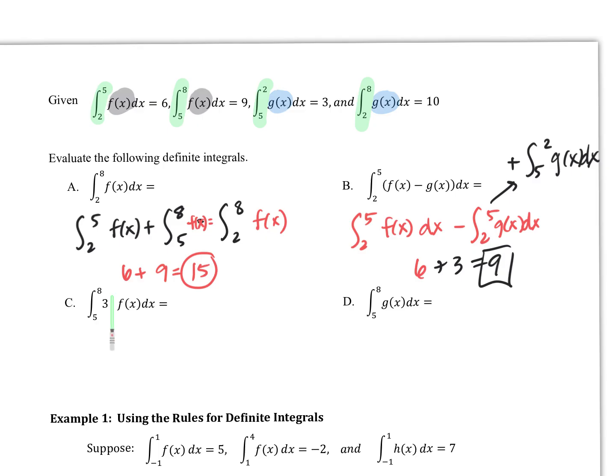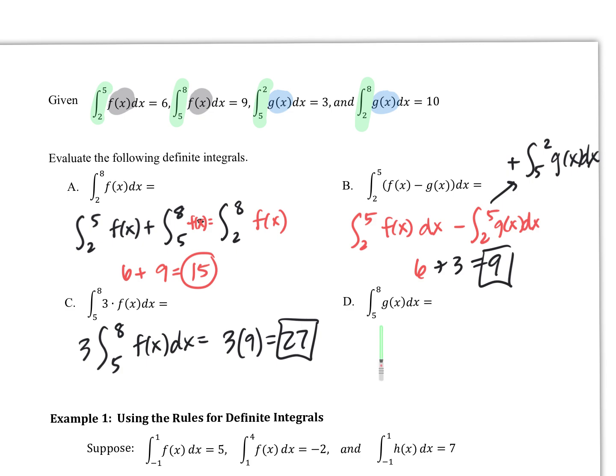Good call. You guys, what's this considered right here? This is a constant. Bring it out front, y'all. Bring that 3 out front. This is the same as 3 times the integral from 5 to 8 of f of x. Do we know what 5 to 8 is of f? 9. So what's my answer going to be? 27. You got it.